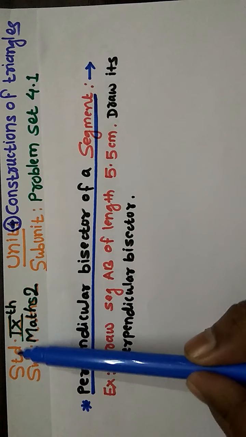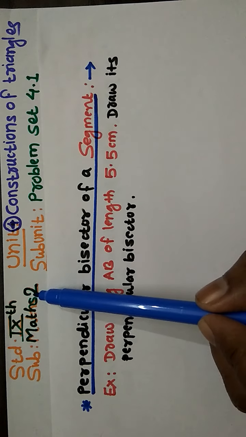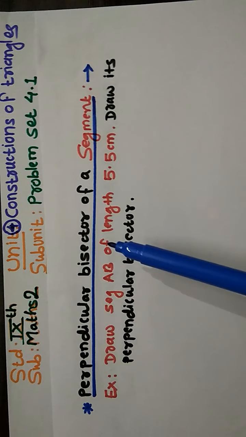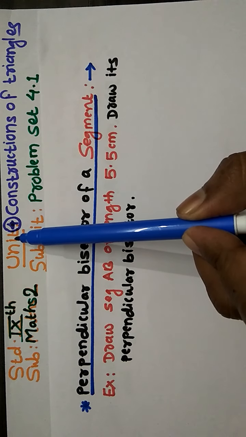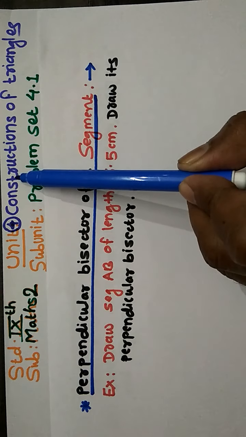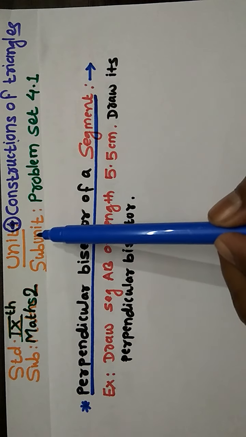Welcome students, standard 9, subject mathematics 2, that means geometry. Today we study unit number 4, named construction of triangles.